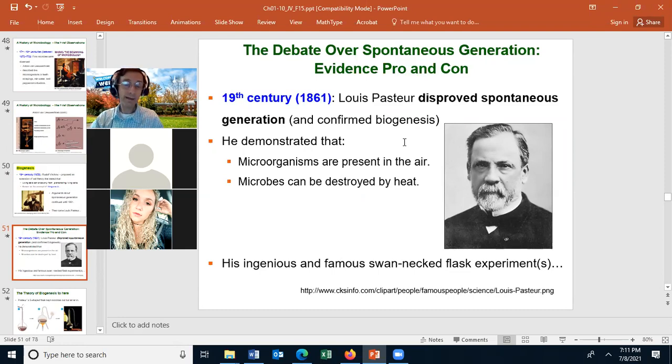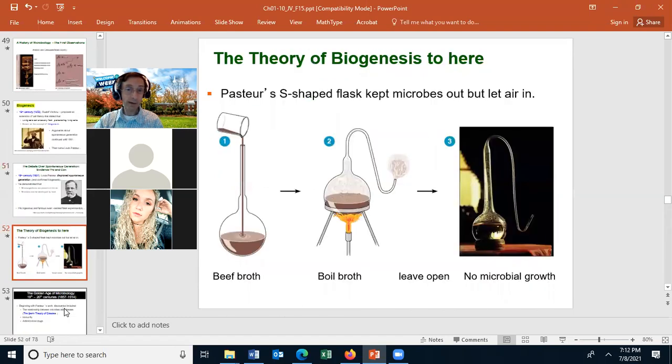What Pasteur did, he did many things in microbiology, but for this argument, he discovered that the air was loaded with microorganisms, and that microorganisms could fall out of the air and then contaminate the media. And he also learned that microbes could be destroyed by heat. And so you could sterilize the media simply by heating it. And what he did was he made his ingenious swan neck flask experiment to disprove the theory of spontaneous generation.